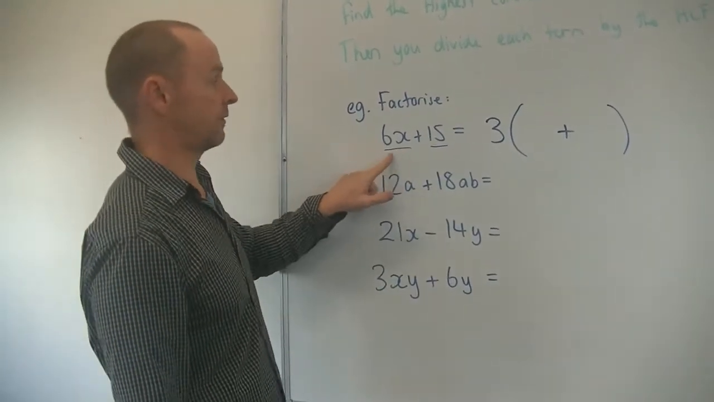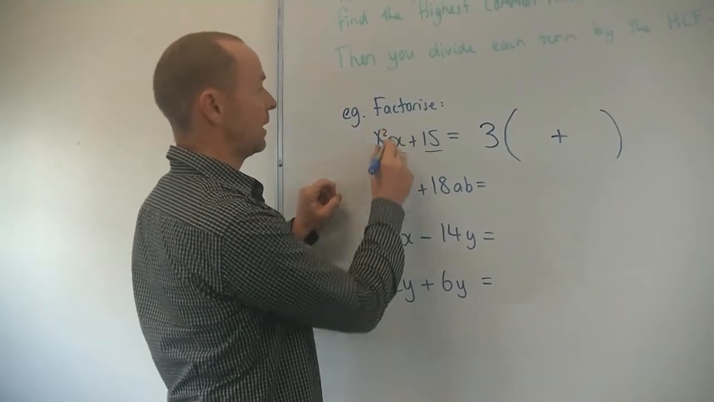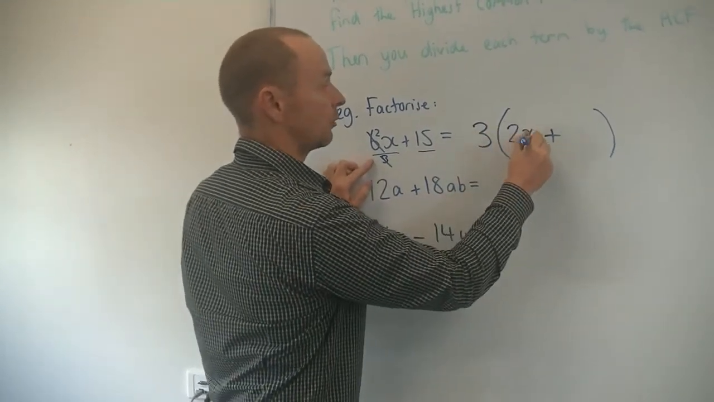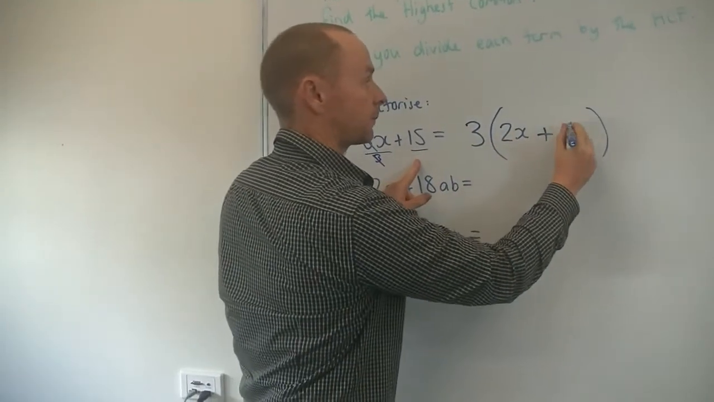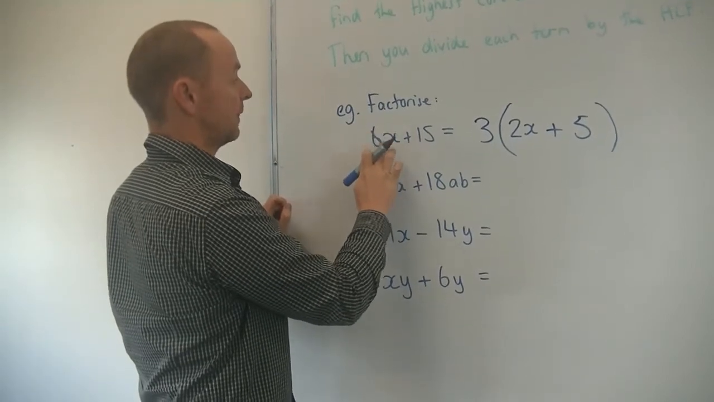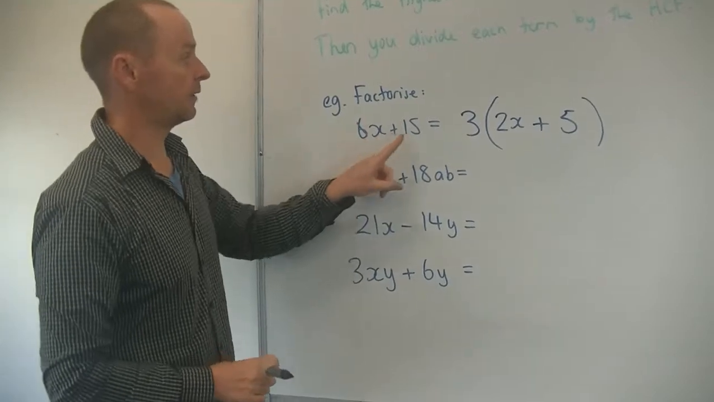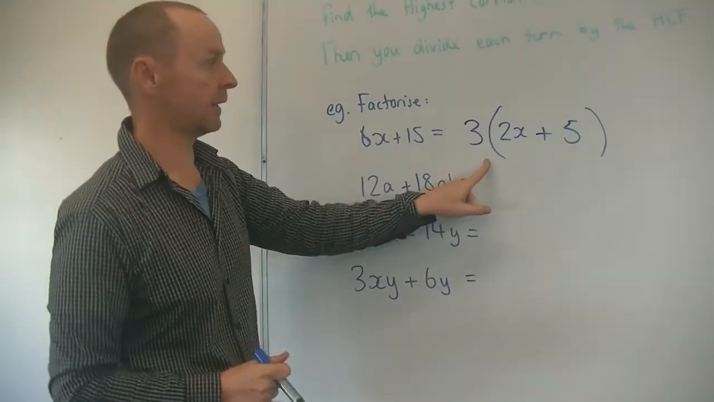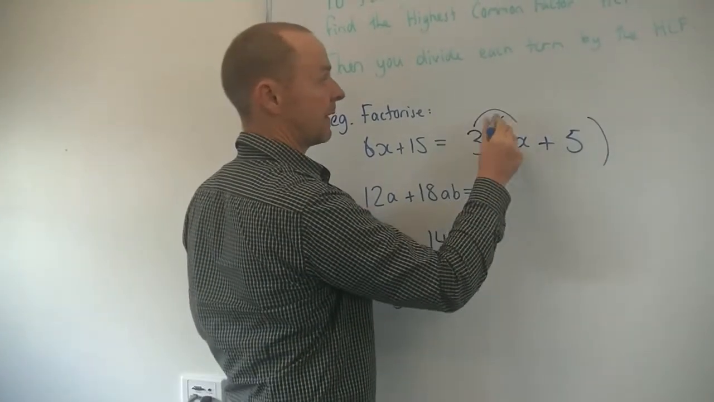So 6x divided by 3, they cancel, and you're left with 2. So I can write 2x. 15 divided by 3 is 5. So that is factorised. We take out 3 as the highest common factor and divide each term by the highest common factor of 3. Now one way to check your answer is expand the brackets.